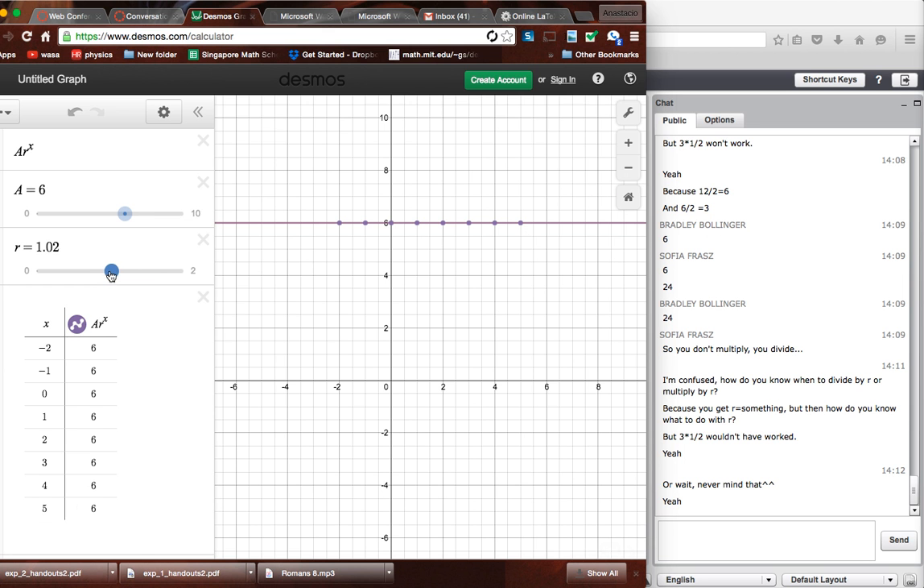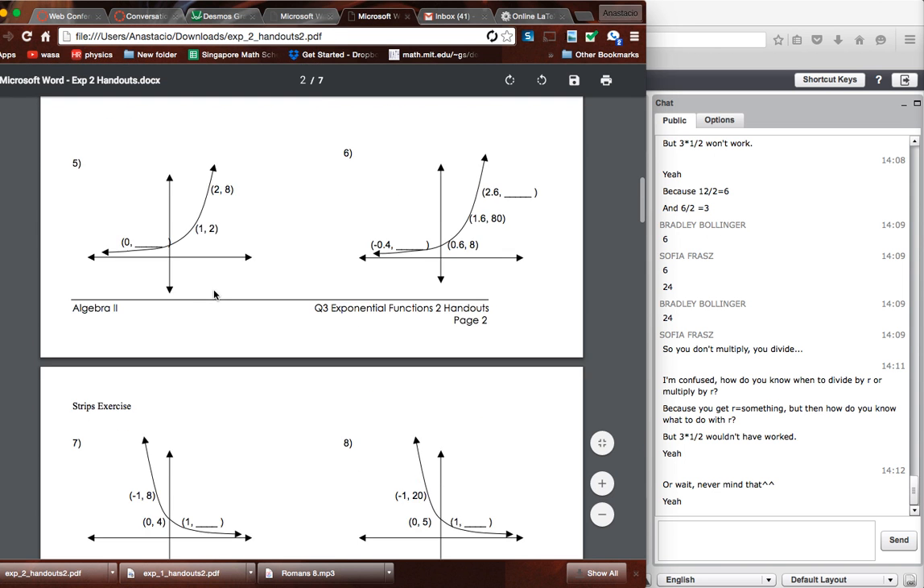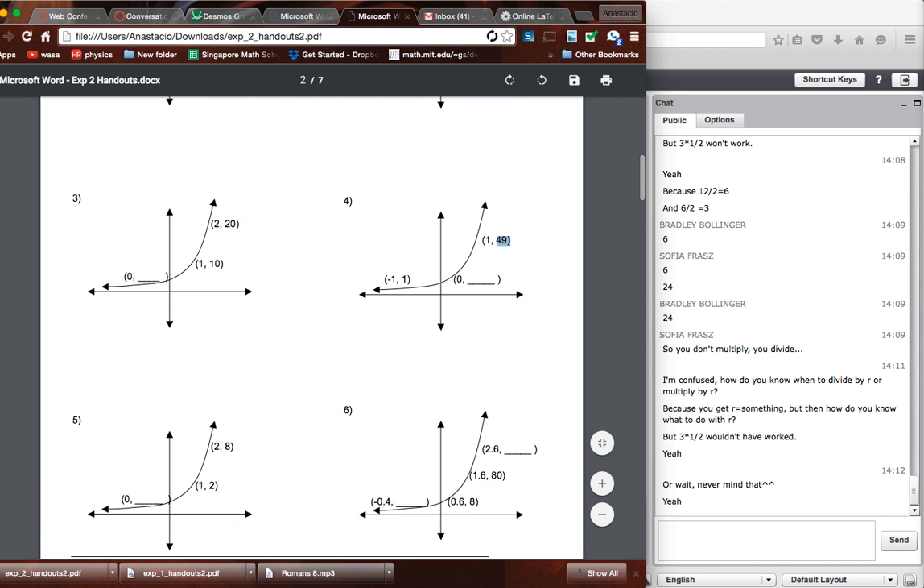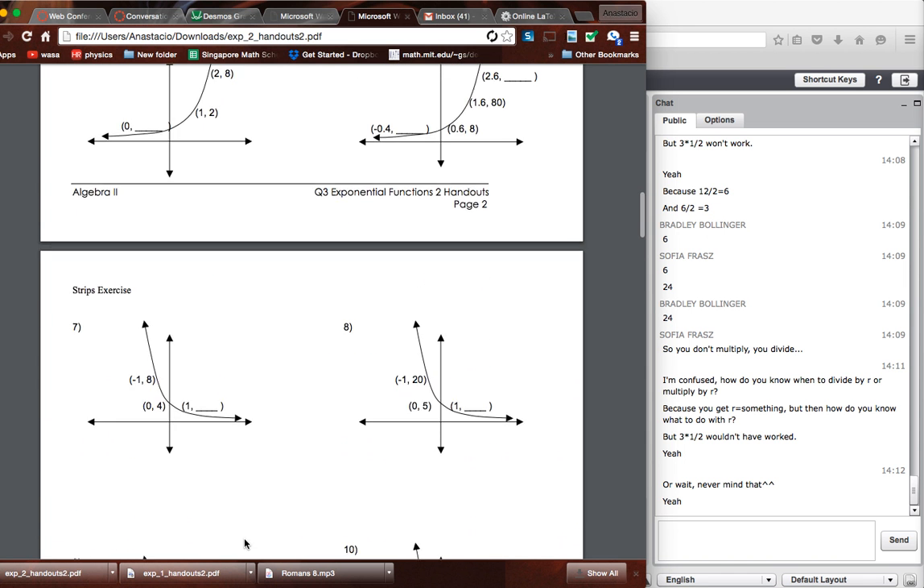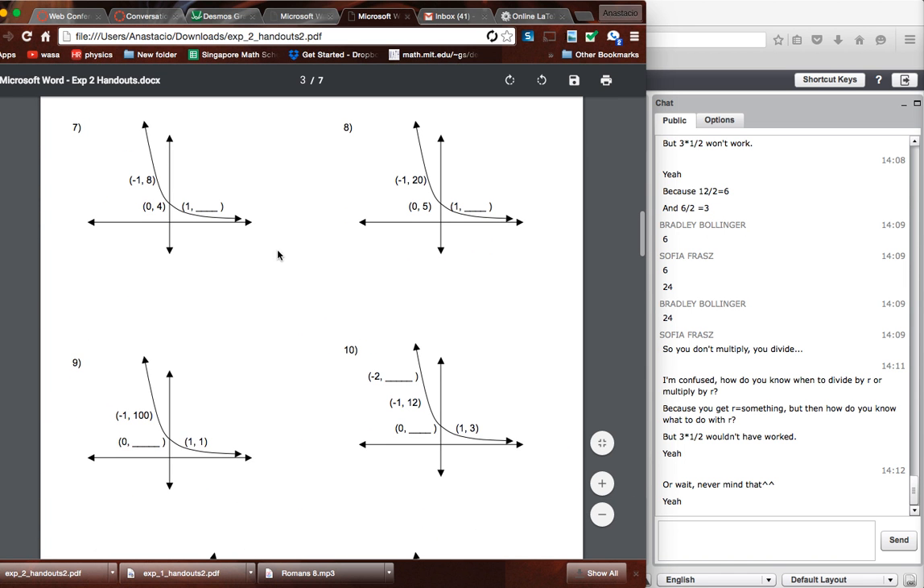And then as R goes to a bigger value, a number bigger than 1, like 2 and all of that kind of stuff, you're dealing with exponential growth. So I think my answer to that question is, are you dealing with exponential growth, as in these cases? Or are you dealing with exponential decay, as in these cases?